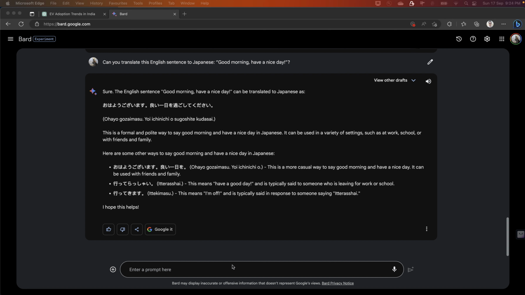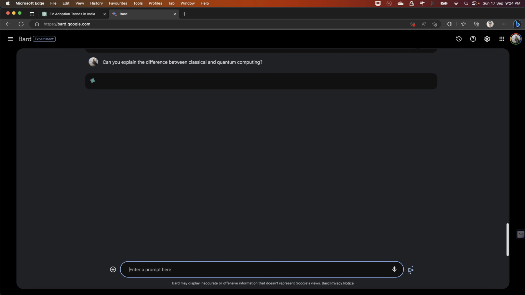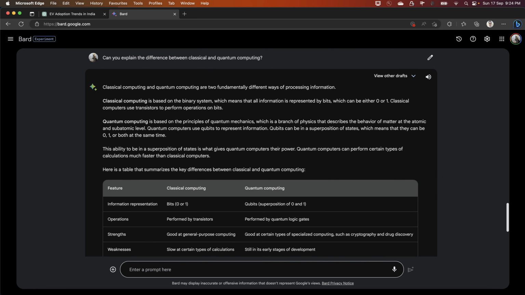And let's try some general knowledge question. It's not general knowledge, it's basically a factual question which I wanted to understand, between classical and quantum computing, right? These days quantum computing is getting to be a buzzword, right? And there is a lot happening. So this is what it is saying.